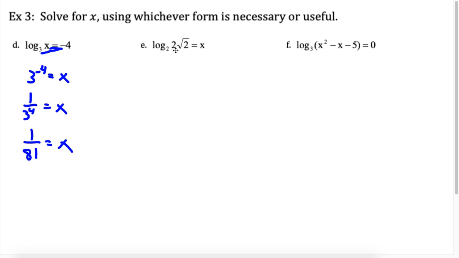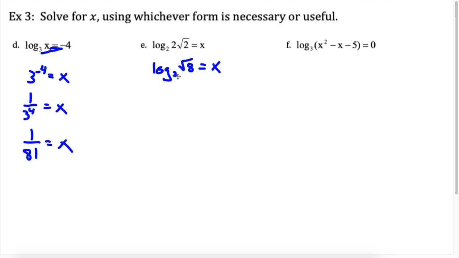For this next one, again, we want to think 2 to what power equals 2 times the square root of 2. Now, this would be the same as the square root of 8. We already went through the process of thinking about why that would be the square root of 8 in that previous example. So I think it's going to be a little bit easier to rewrite this. So 2 to what power equals the square root of 8?